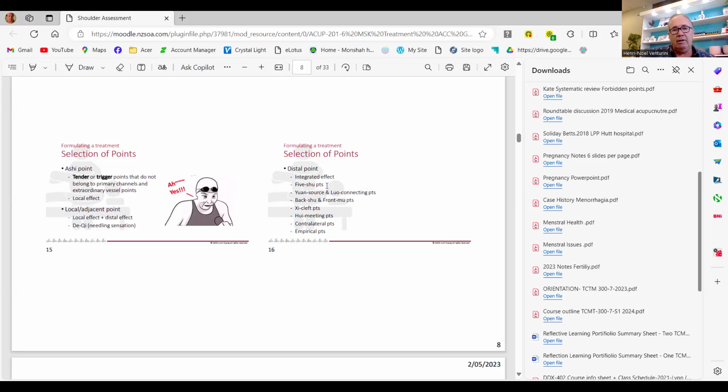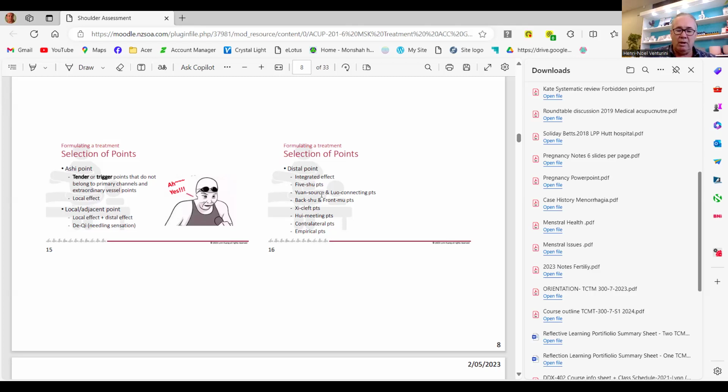Five shu points are very effective. You know how they work. The Koreans, the Chinese, and Japanese acupuncturists use them a lot. In fact, they only use those. They don't use a lot of local points.